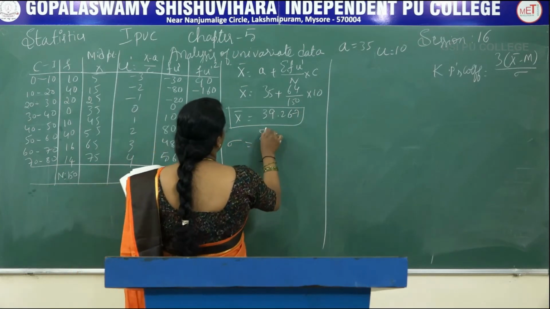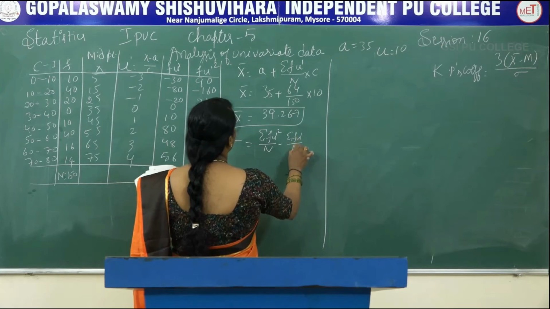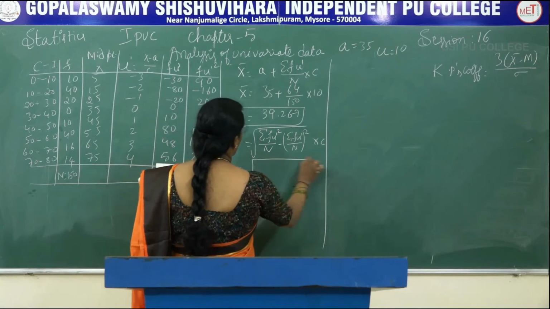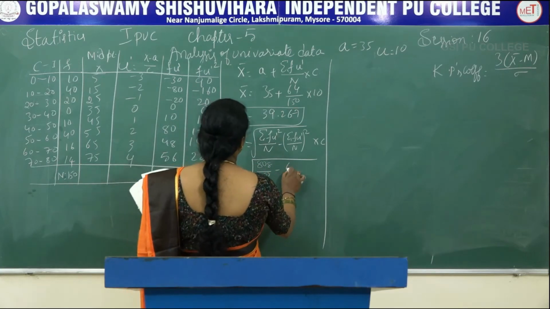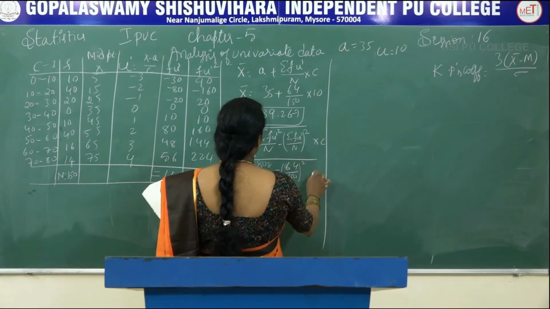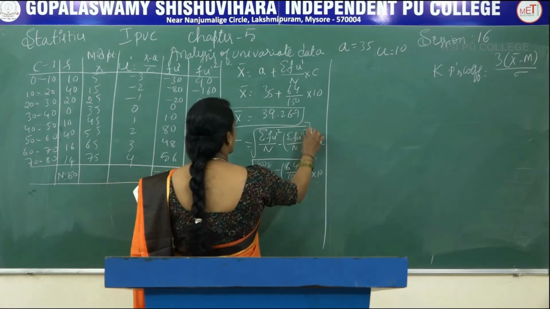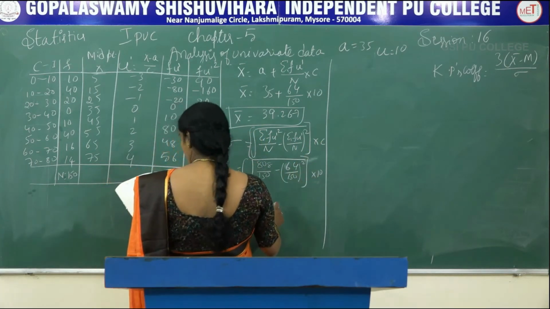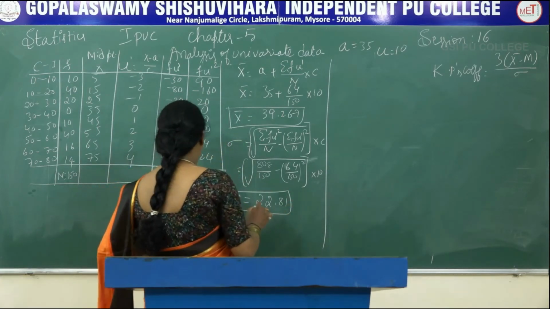Next is sigma. Sigma is the square root of summation fu dash square by n minus (summation fu dash by n) the whole square, into c. This is the square root of 808 by 150 minus (64 divided by 150) whole square, into 10. This 10 should be outside the square root, otherwise I will write this in a bracket. At last you should multiply, so your sigma value, after simplification, is 22.81.